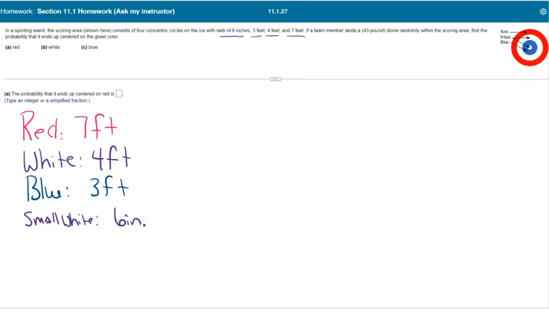Now it wants to know the probability of landing in a particular color. So they ask red first. What's the probability of landing red? And then the probability of landing white. And then finally the probability of landing blue. All right, so let's focus on the red. Now, to find the probability, we need to calculate area. So the probability of a particular color is going to be the area of that color, how much area that color takes up, divided by the total area.